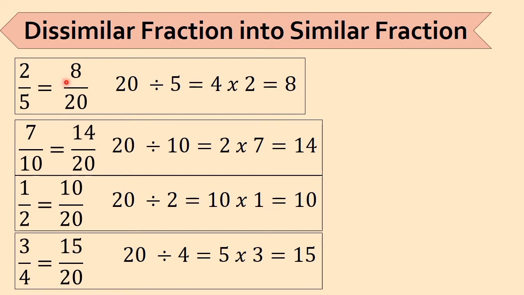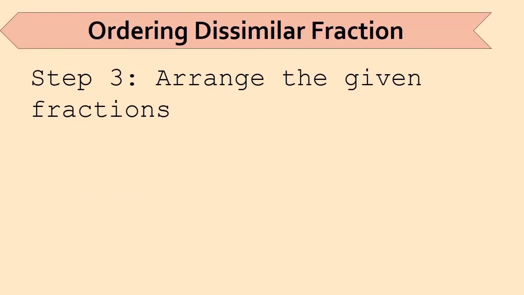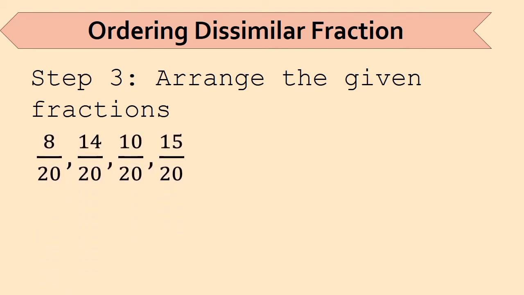So our dissimilar fractions, which are 2/5, 7/10, 1/2, and 3/4, are changed into similar fractions, which are 8 over 20, 14 over 20, 10 over 20, and 15 over 20. The third step is to arrange the given fractions. Don't forget their equivalents, which are the original fractions 2/5, 7 over 10, 1/2 and 3/4.